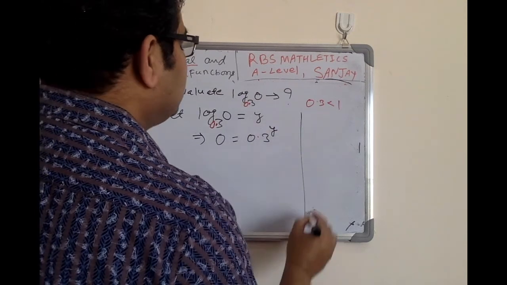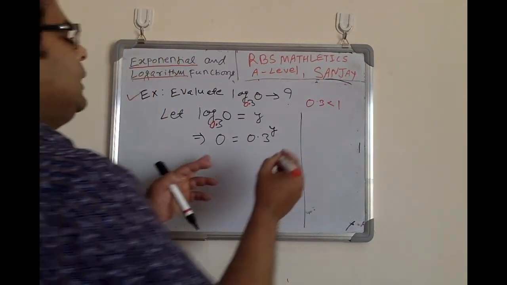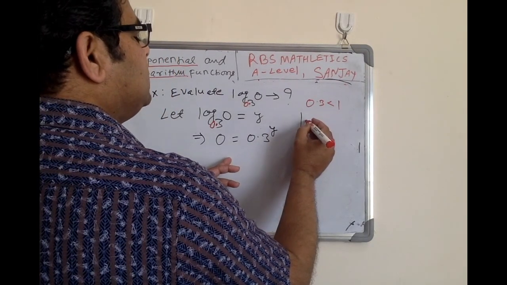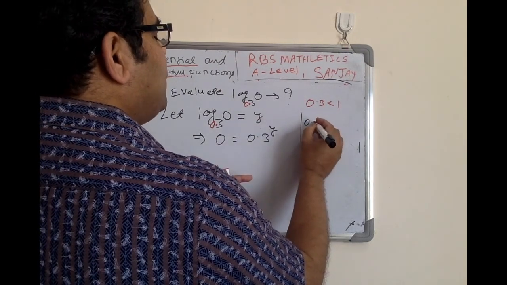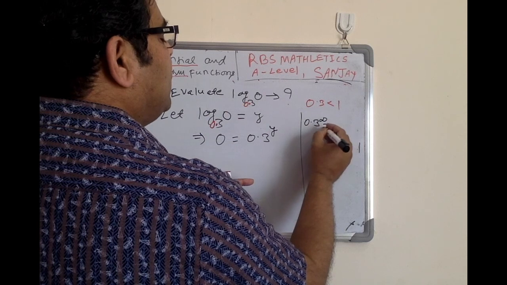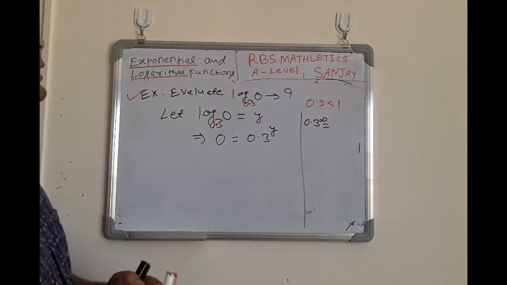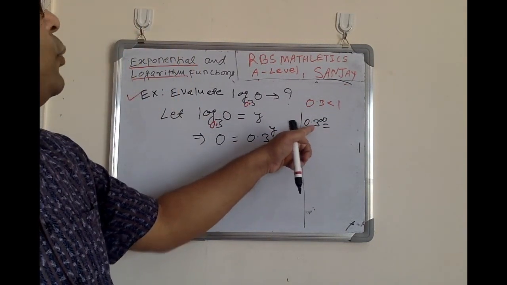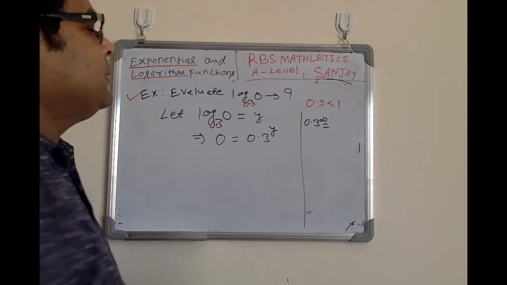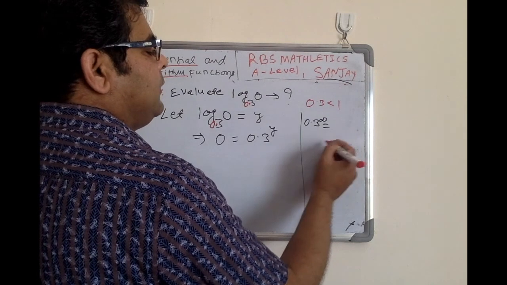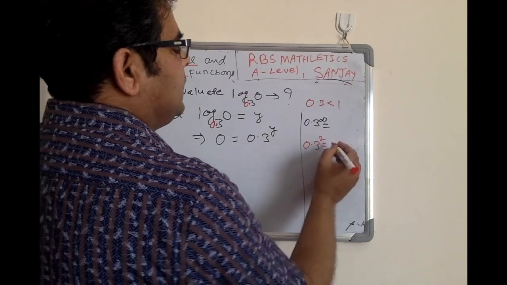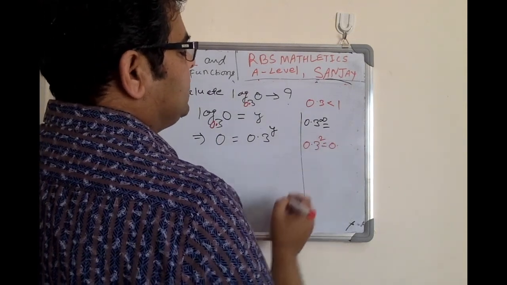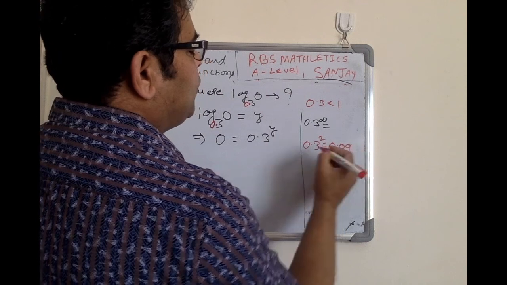Alright, so let's work here for 0. If I'm taking 0.3 to the power infinity, what is it going to be? Because you can see 0.3, if you use your calculator, for example, finding 0.3 squared, it will be 0.09.